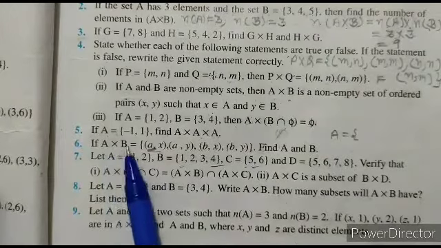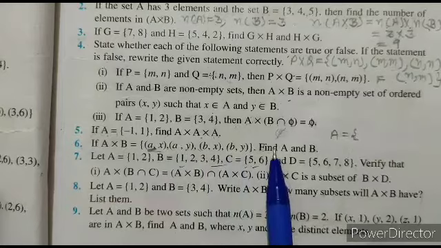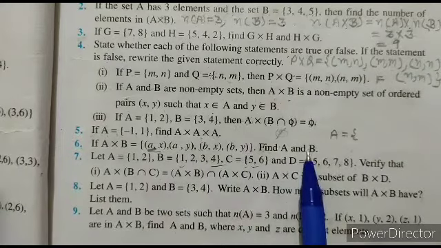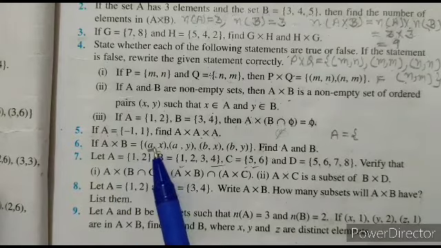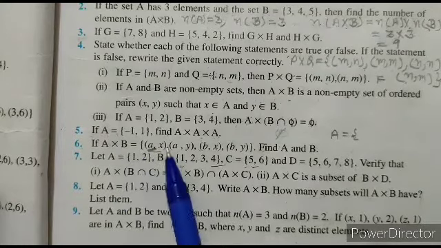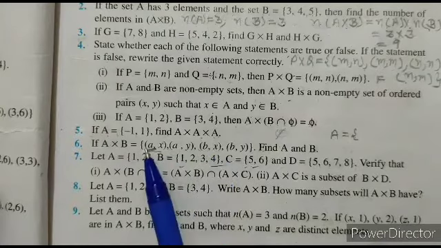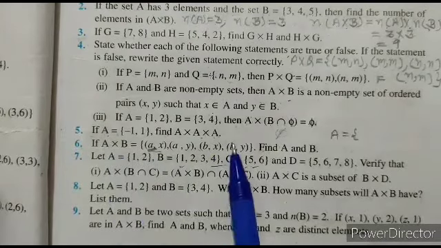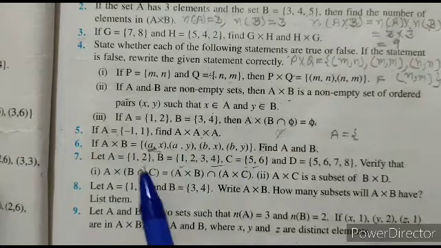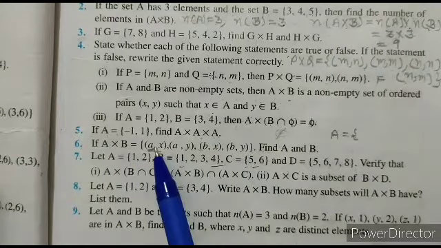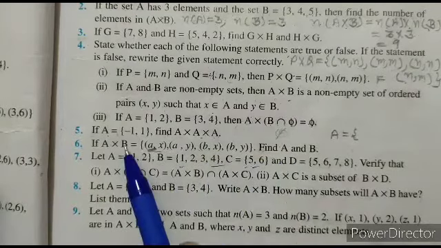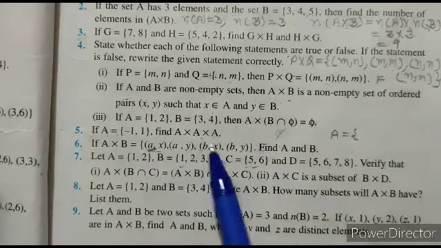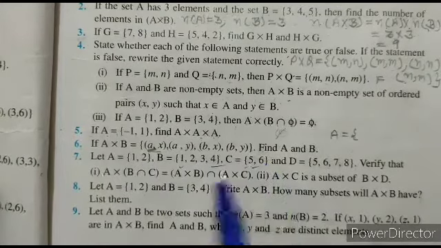Now in the sixth question, A cross B is given to us. We have to find set A and set B. Now as we know, A cross B will be the set of ordered pairs with the first element from set A and the second element from set B. So set A will have two elements, a and b, and set B will have two elements, x and y.